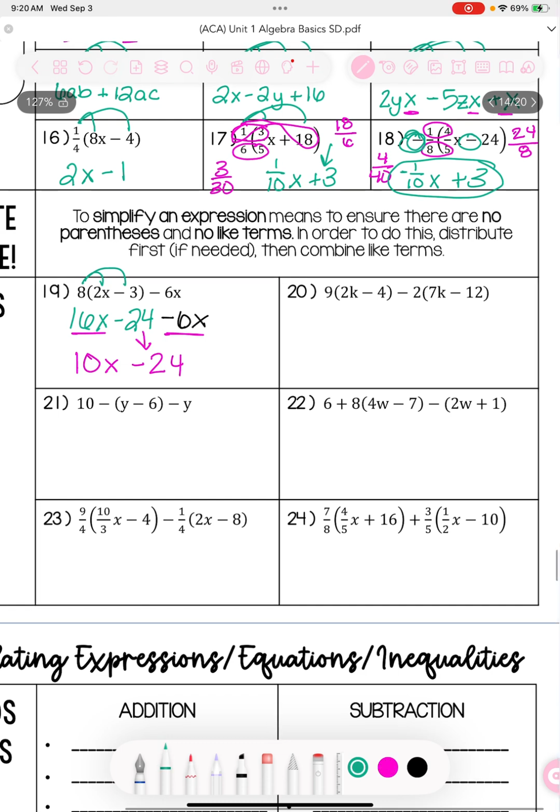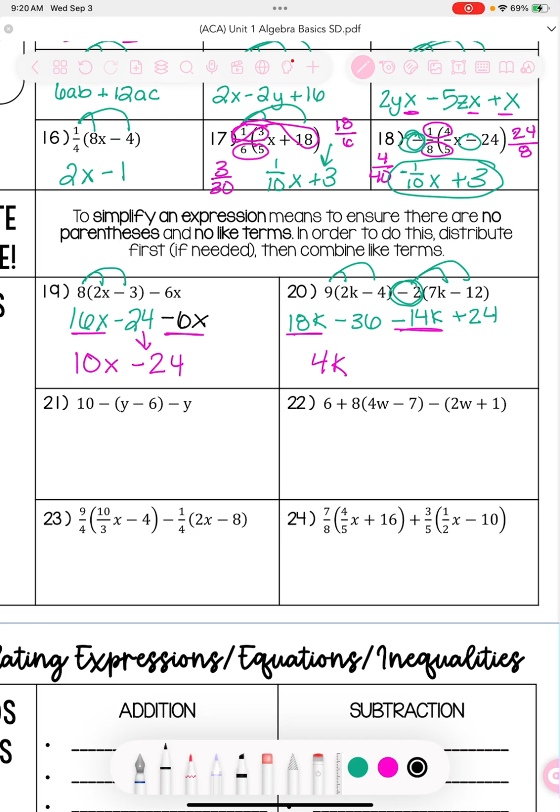Now we have to distribute in two different places, so we're going here and here. You're taking the whole negative sign with it. So this is going to give me 18k minus 36 minus 14k plus 24. So then I'm going to put my like terms together. So I have 18k minus 14k, so that's 4k. And then I have negative 36 and a positive 24, which is a negative 12. And that's going to be your final answer.